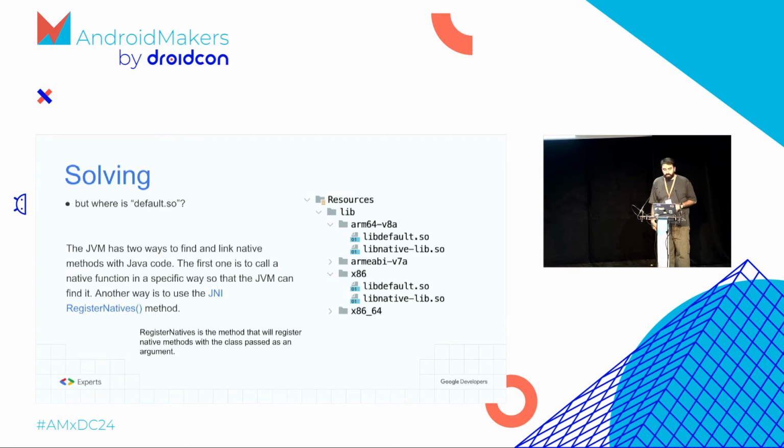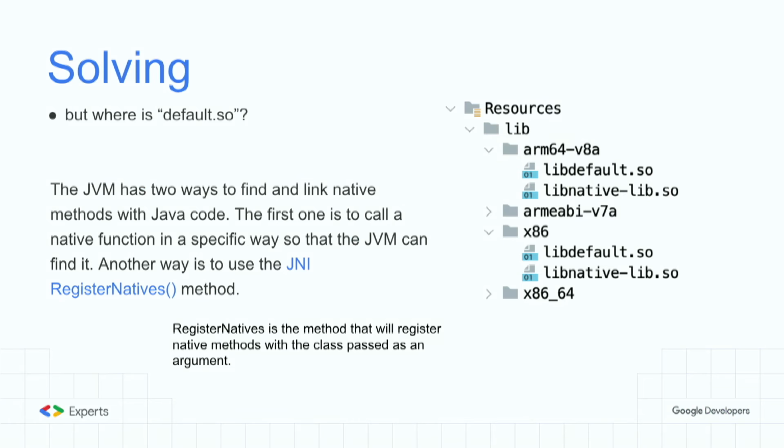What's happening? Basically, in the JVM you have two different ways to link native methods to the Java code. The first one is to name the native function in a specific way so that the JVM can find it. Or there is another way, JNI RegisterNatives, which can register native methods with a different name and the class passed as an argument. So basically, this is our case.